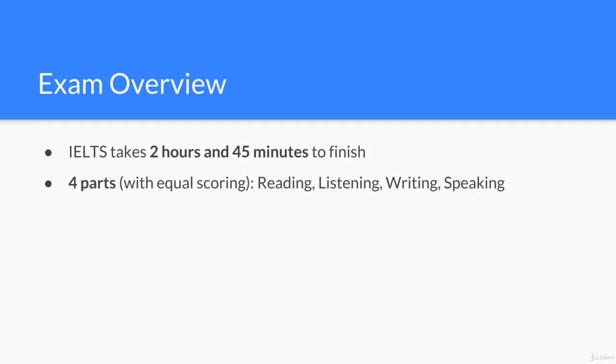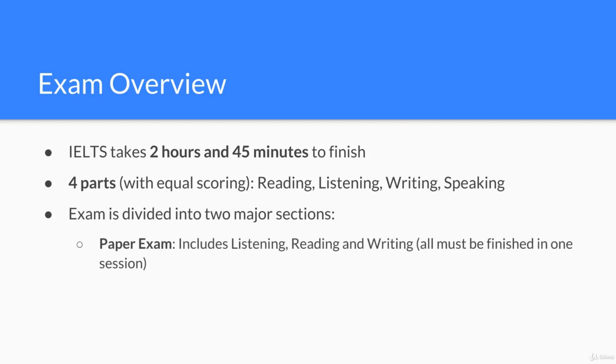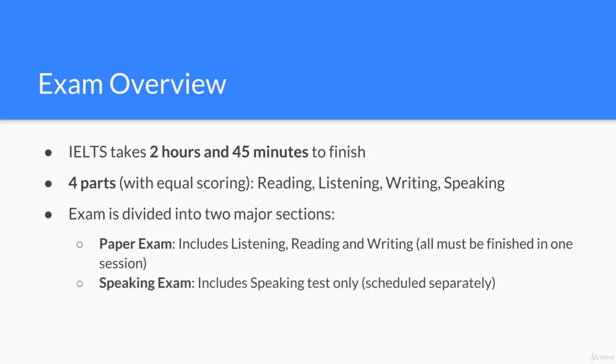Let us now go over the exam overview. Firstly, the IELTS takes about 2 hours and 45 minutes to finish, and it has 4 parts: reading, listening, writing, and speaking. Each part has equal scoring. The exam is divided into 2 major sections. The first section is the paper exam. This includes 3 sections: the listening, reading, and writing, and all 3 of these sections must be finished in one single session. The other part is the speaking exam. The speaking test can be scheduled separately, so if you don't want to, you don't have to take it on the same day. You can schedule it on some other day.